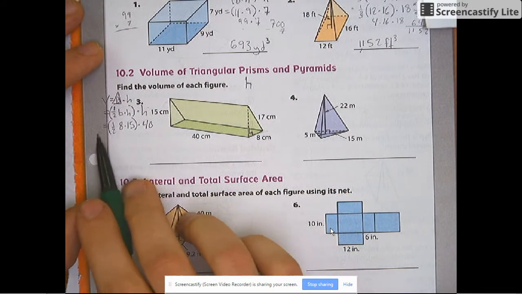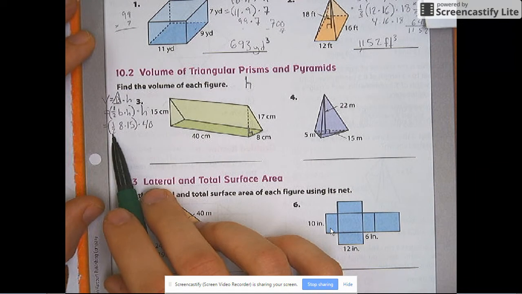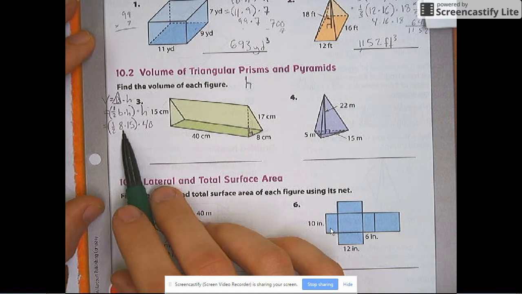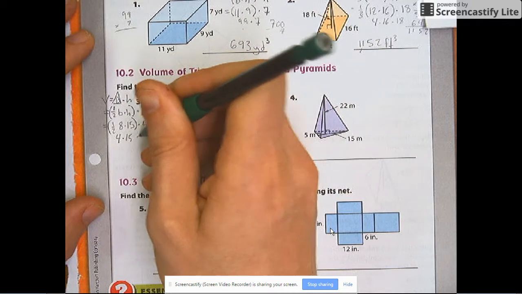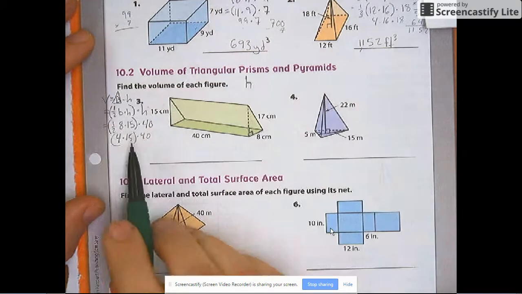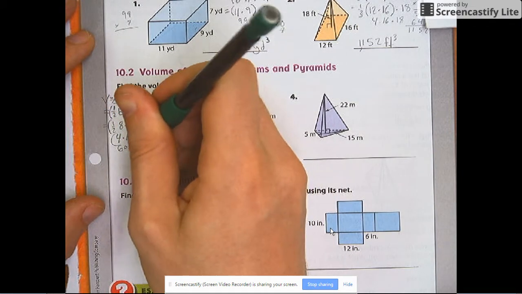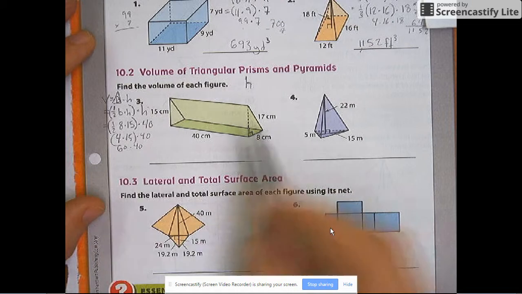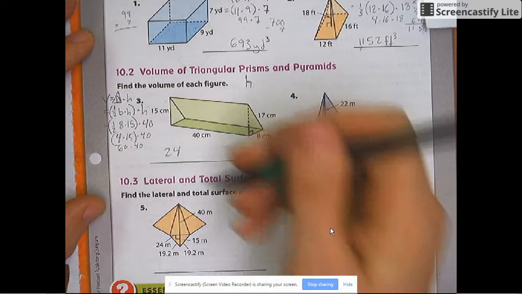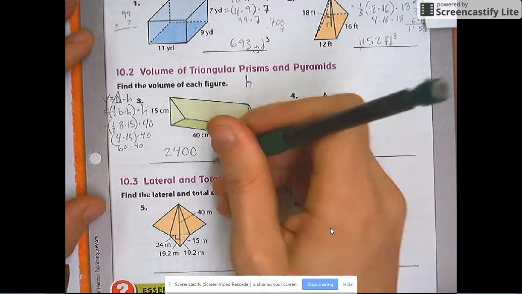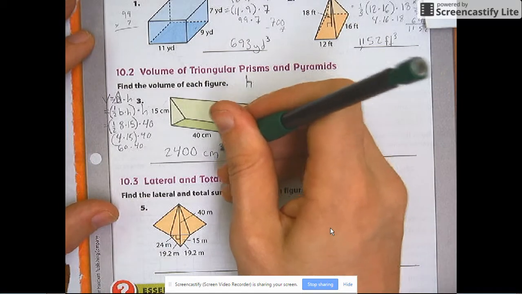Okay? So here are my numbers. It's all ready to go. I can multiply in any order I want. What's the easiest number here to take half of? Probably 8. So half of 8 is 4. All right, 4 times 15 is 60. And let's see, 6 times 4 is 24. But then you have 2 zeros. So my answer will be 2,400. 2,400 what? 2,400 cubic centimeters.